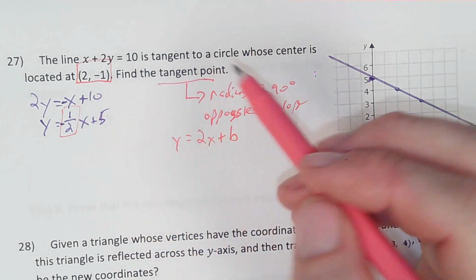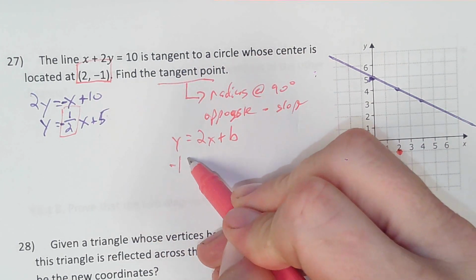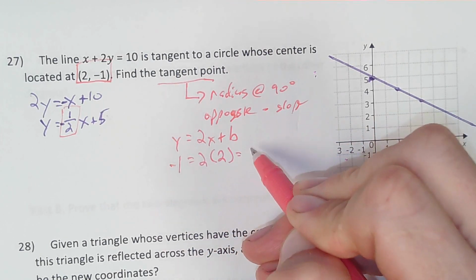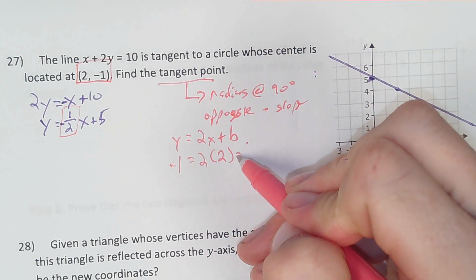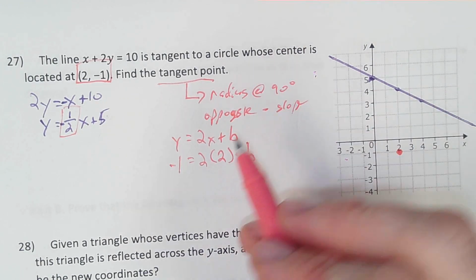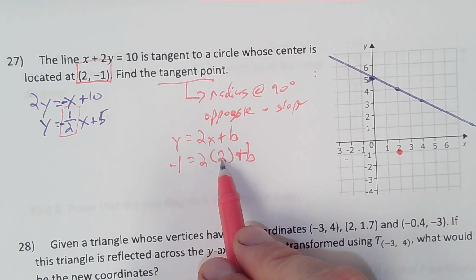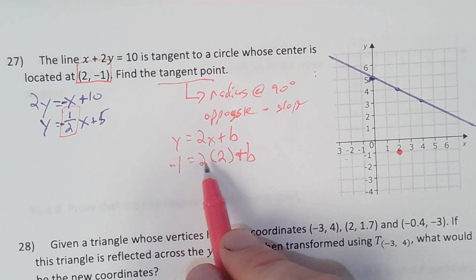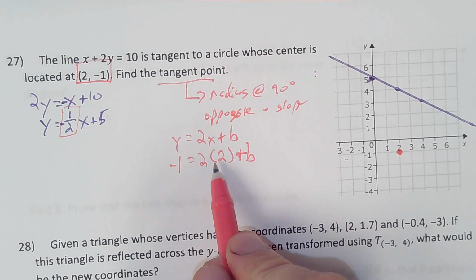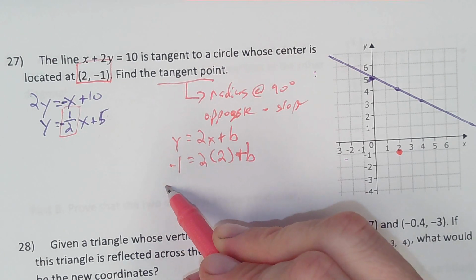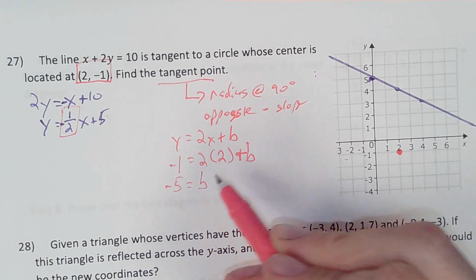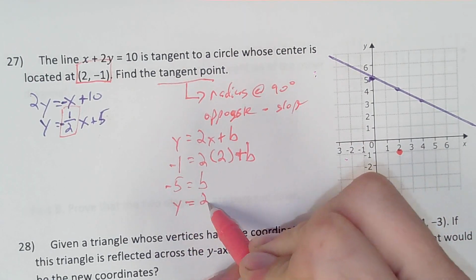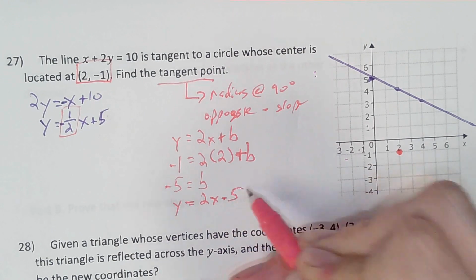All right, so we're going to take this negative 1 for y. Negative 1 equals 2 times 2, plus b, and we'll solve for b. That's going to be negative 1 equals 4 plus b, right? So 4 is going to go over here, so negative 5 equals b. So our b-intercept is negative 5. So y equals 2x minus 5.